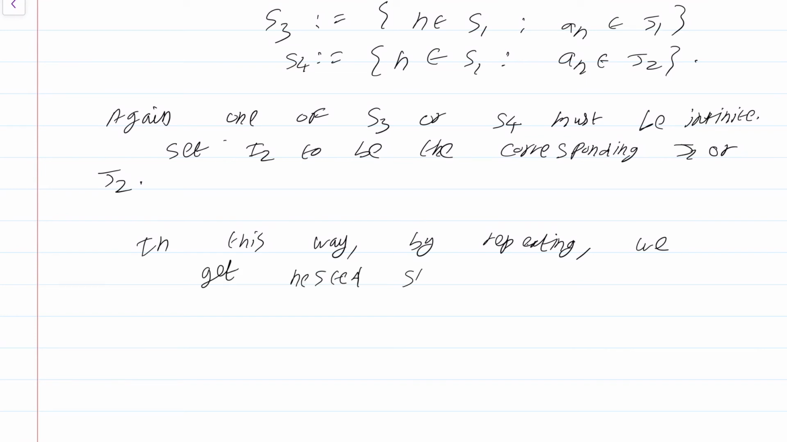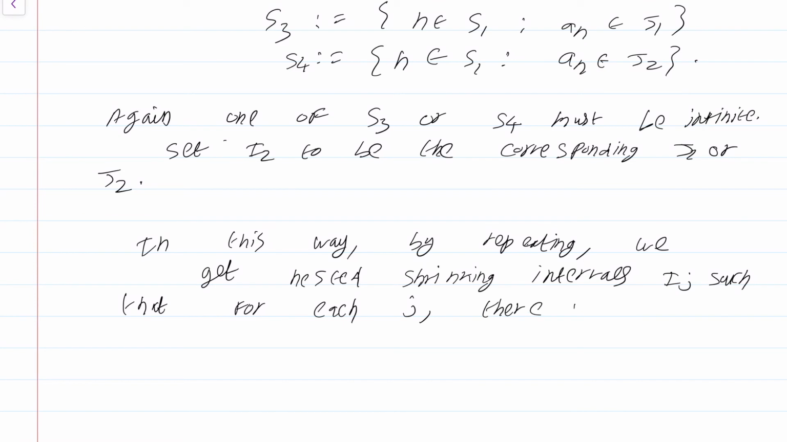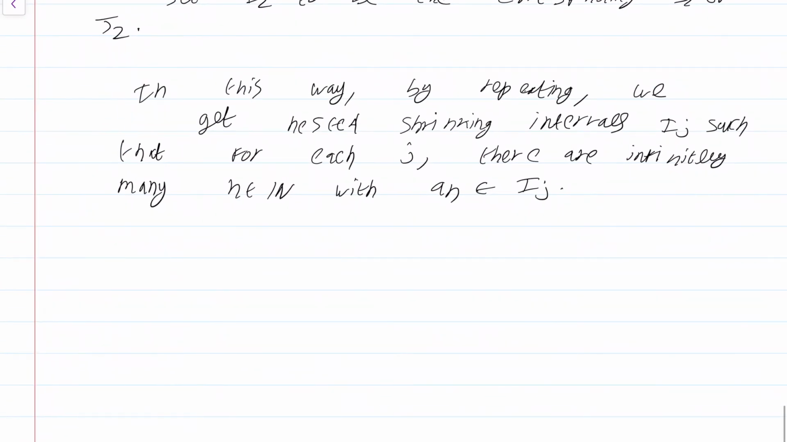nested shrinking intervals Ij such that for each j there are infinitely many natural numbers with an in Ij. Okay, I'm just continuously splitting and choosing that subinterval which has infinitely many indices such that an is there in Ij.